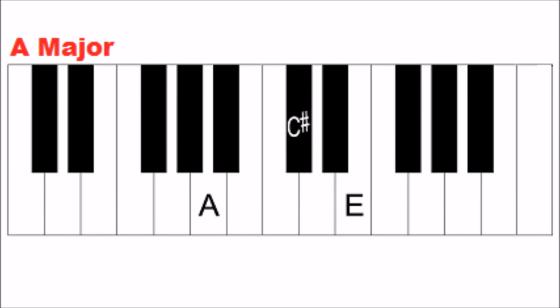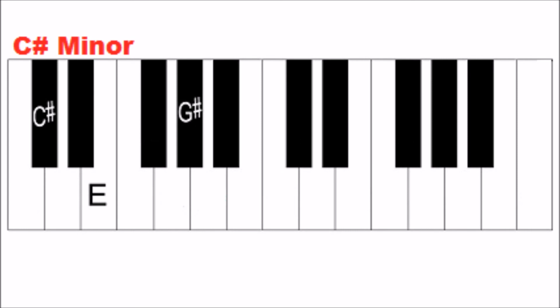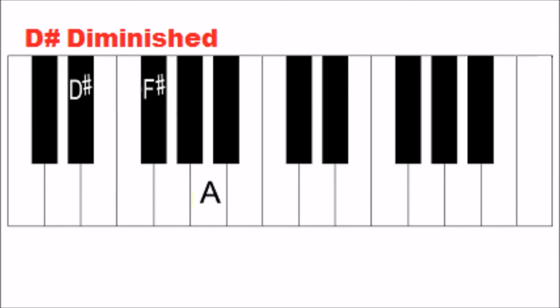The notes of chord 4, A major, are A, C sharp, E. The notes of chord 5, B major, are B, D sharp, F sharp. The notes of chord 6, C sharp minor, are C sharp, E, G sharp. The notes of chord 7, D sharp diminished, are D sharp, F sharp, A.